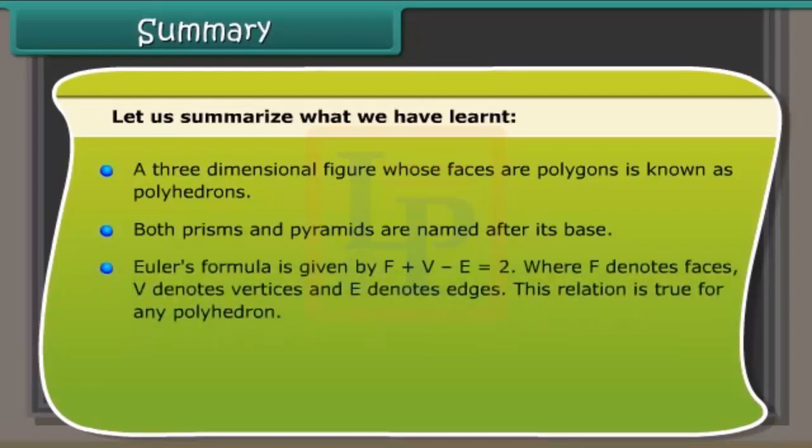Euler's formula is given by F plus V minus E is equal to 2, where F denotes faces, V denotes vertices and E denotes edges. This relation is true for any polyhedron.